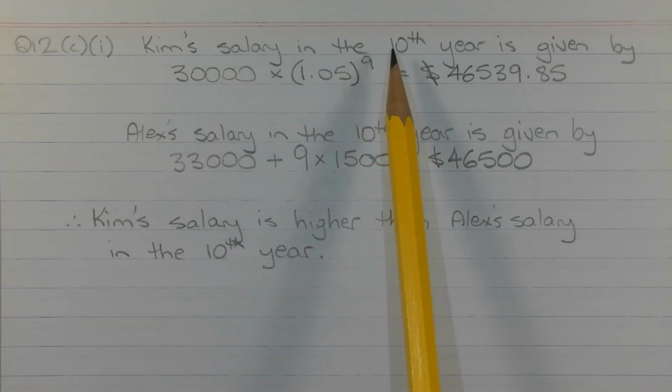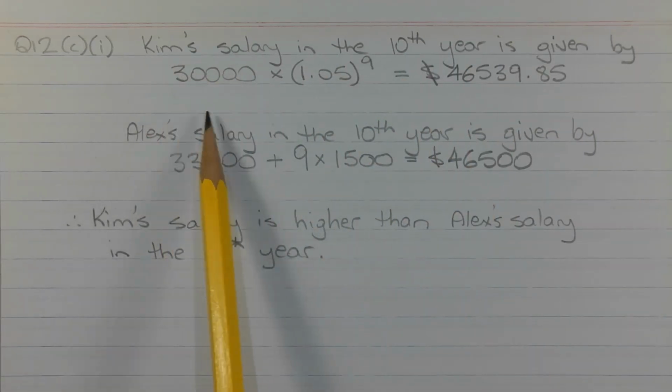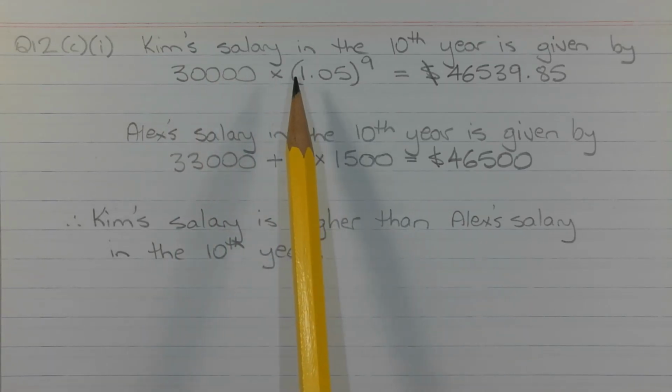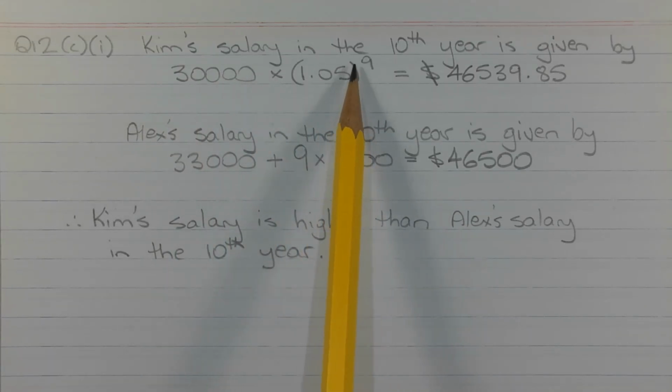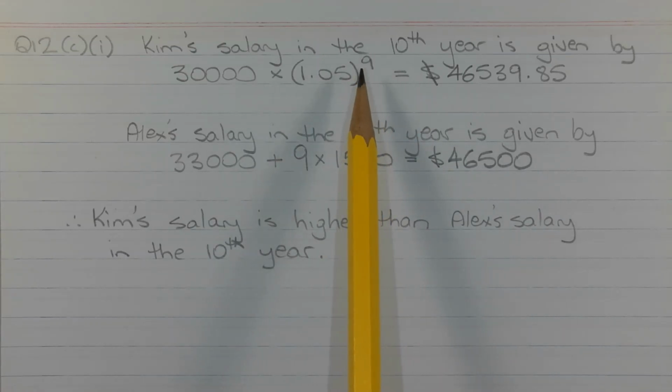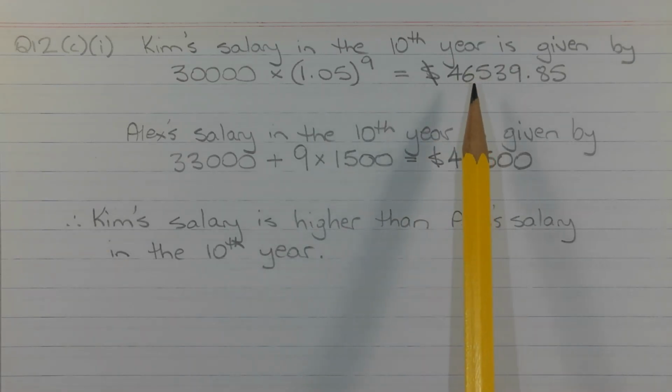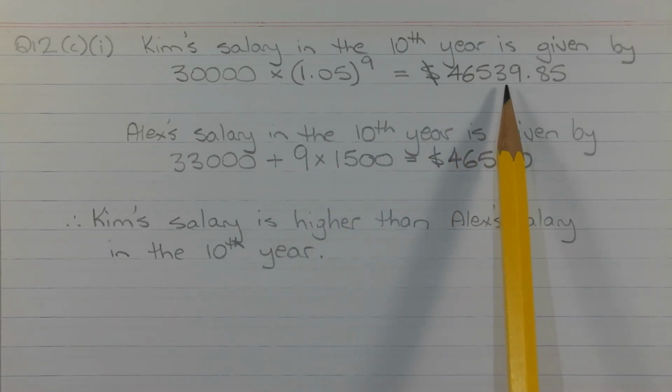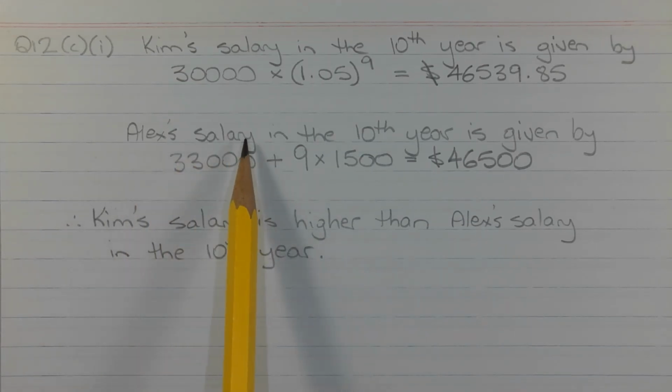So Kim's salary in the 10th year is given by $30,000 multiplied by 1.05. This represents our 5% percentage increase, and we raise that to the power of 9 because there are 9 percentage increases over that 10-year period. And that gives us $46,539.85.